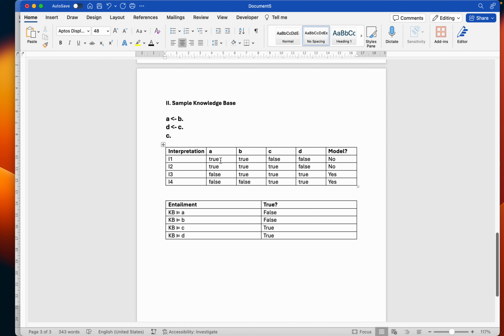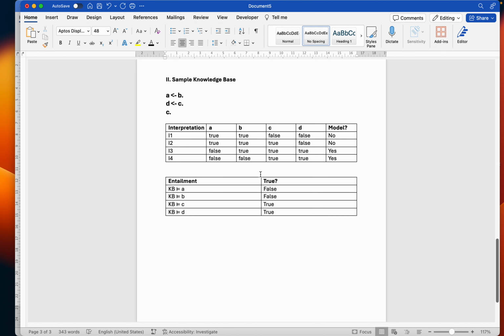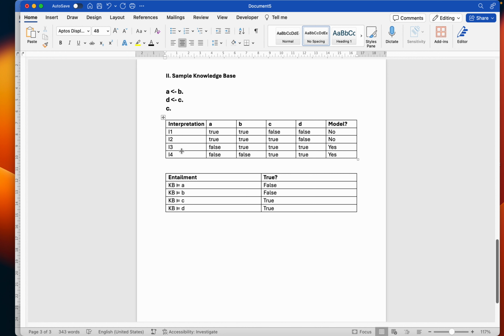Here we have been given the first interpretation, true, true, false, false, which is not a model, because we have been given information that C needs to be true. In the second interpretation, C is true, but D is false. We have already seen in the second line that D should also be true because it is dependent on C, and it is verified by C. In the third interpretation, C and D are both true, and in interpretation 4 they are also true again.